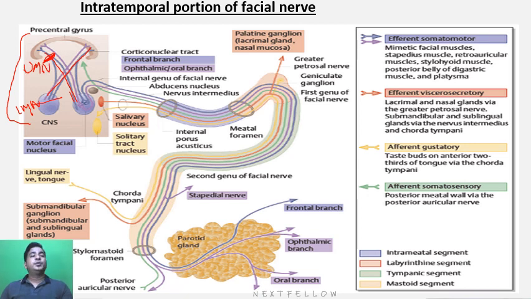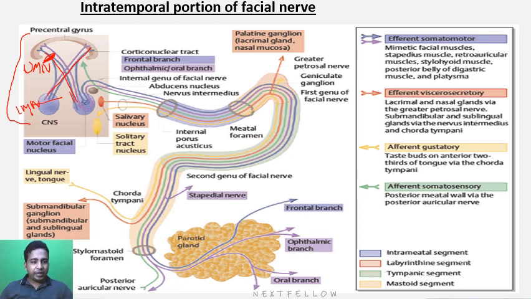Okay. So in upper motor neuron lesion, the forehead will be spared on one side and the rest of the face will be paralyzed on that side. But in lower motor neuron lesion, the complete half of the face on the same side will be affected.